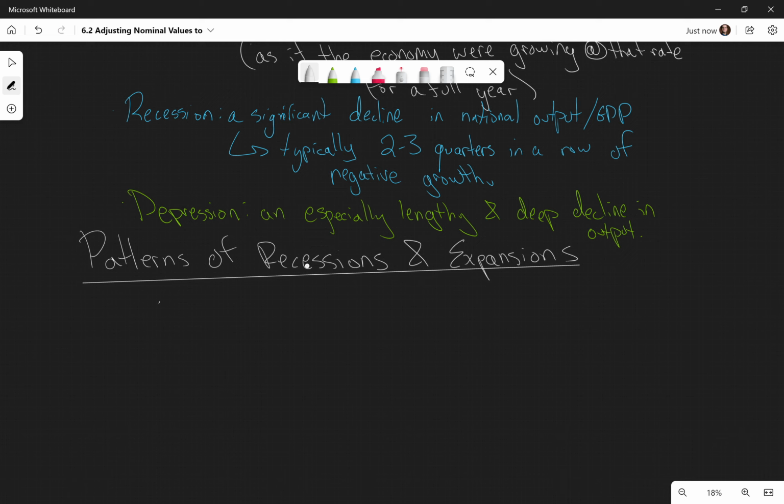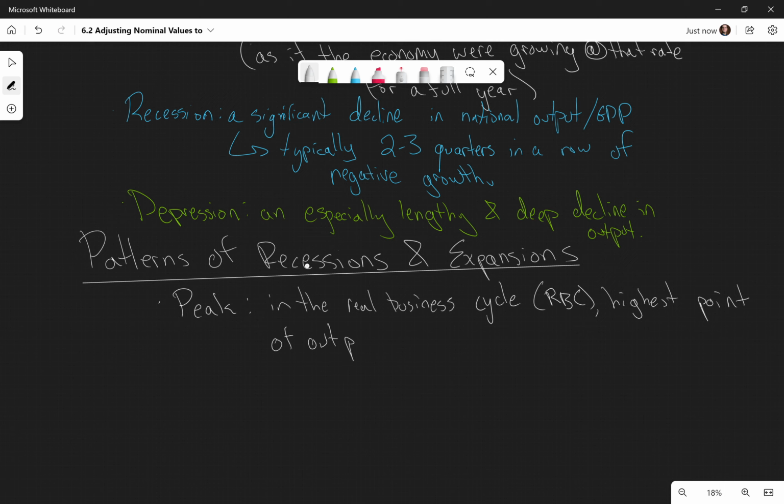So the first one we'll talk about is a peak. A peak, during the real business cycle, sometimes abbreviated as the RBC, is the highest point of output before a recession begins, or really just before any kind of decline in economic activity, like a recession.